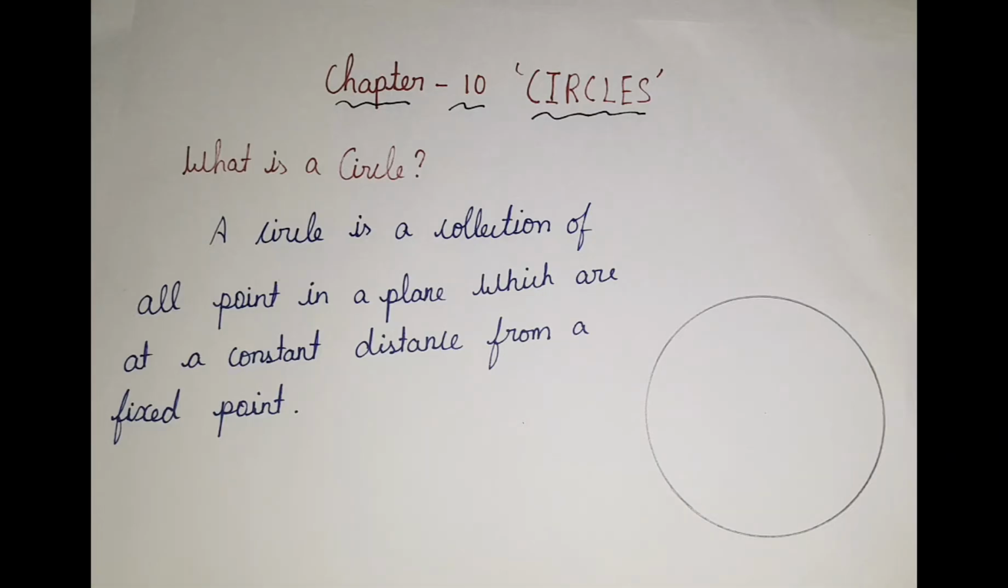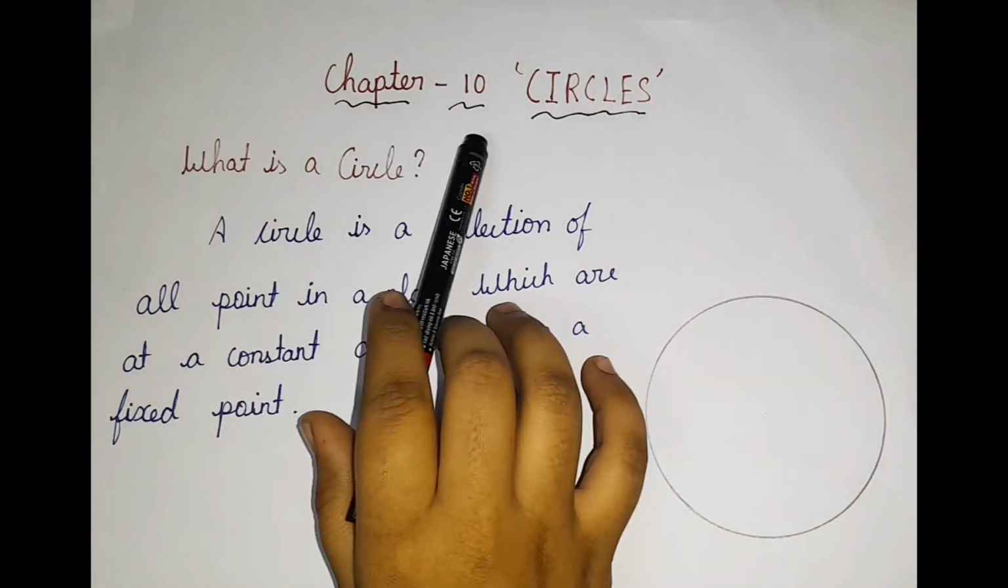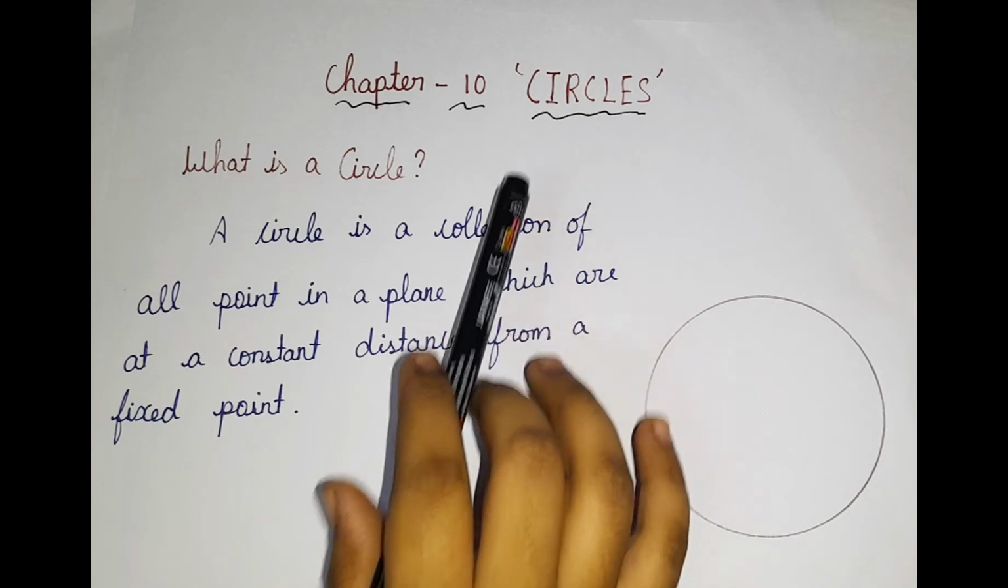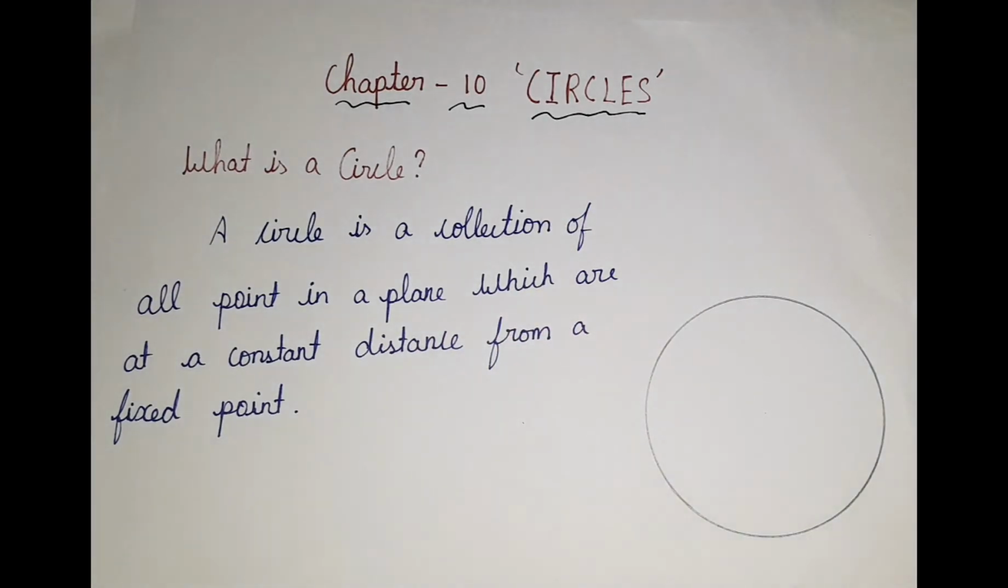Today we are getting into a new chapter, chapter 10, circles. In this chapter we are going to be learning about circles. From a young age we have learned some basic information about circles: a circle has a radius, a diameter, a secant, a circumference, and those things.